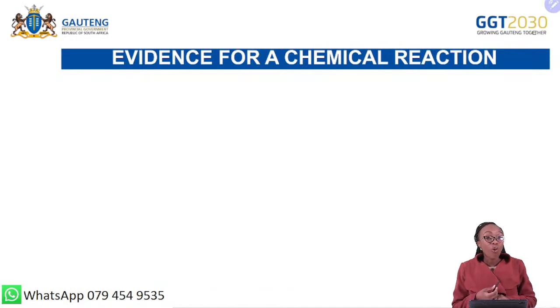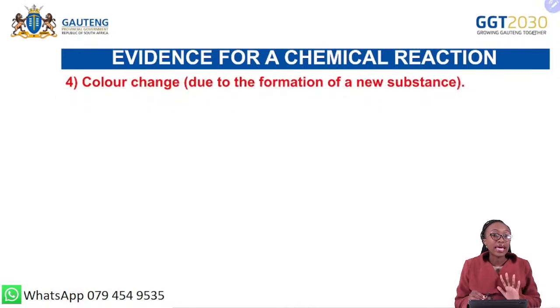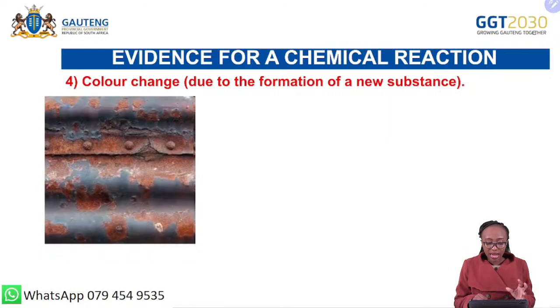And then the fourth way we can tell that there has been a chemical reaction is if there is a color change due to the formation of a new substance. Remember, in a chemical reaction, reactants change into products. So if the reactants have been broken down and the new substances, which are products, have been formed, there is going to be a color change.